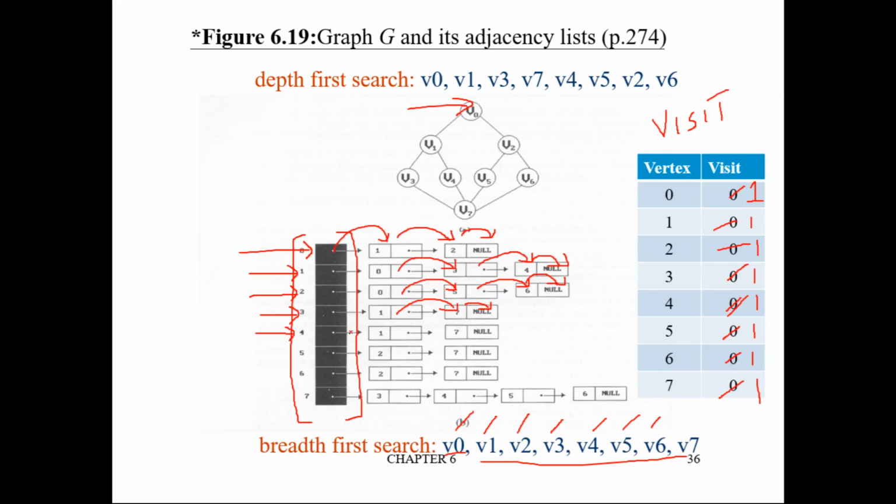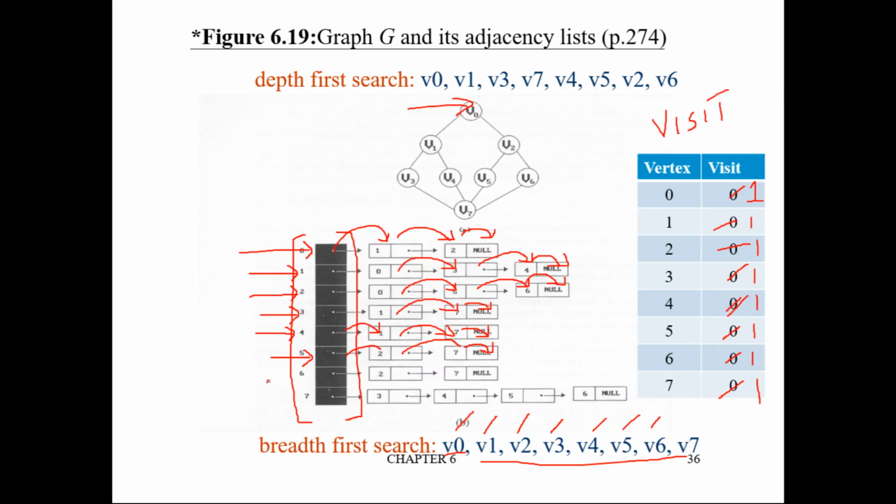Go to 4. Check, 4 is pointing to 1. Is it visited or not? Yes, it's already visited. Go to next, 7. Is it visited or not? Yes, it's already visited. Go to next, null. So null means go next. Here it is the 5th entry of the array of pointers. It's pointing to 2. Is it visited or not? Yes. So go to next, 7. Is it visited? Yes. Go to next, null.